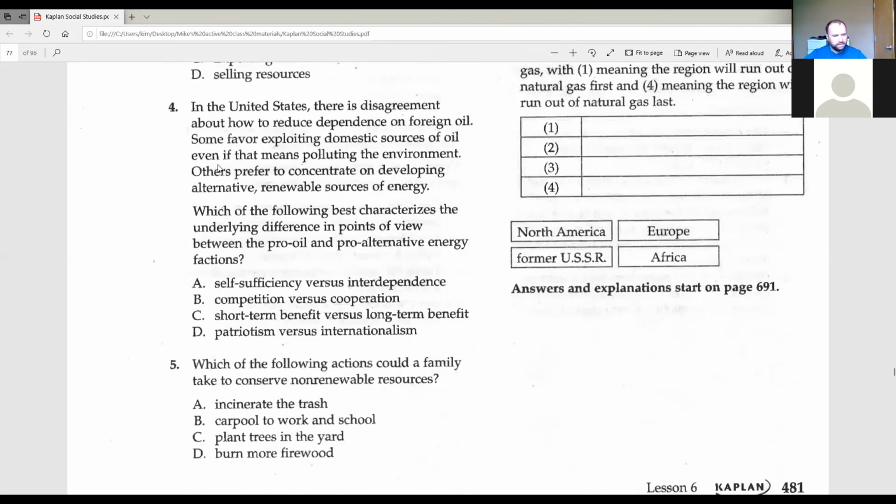Let's do number 4. Number 4 says, in the United States, there is a disagreement about how to reduce dependence on foreign oil. Some favor exploiting domestic sources of oil, even if that means polluting the environment. Others prefer to concentrate on developing alternative renewable sources of energy. Which of the following best characterizes the underlying difference in points of view between the pro-oil and pro-alternative energy factions?